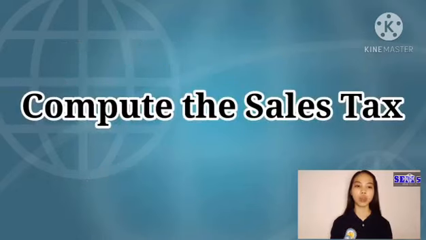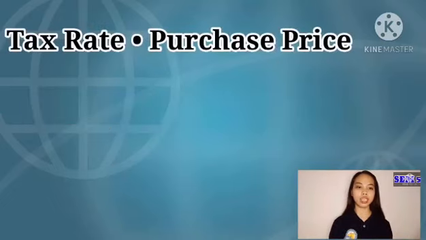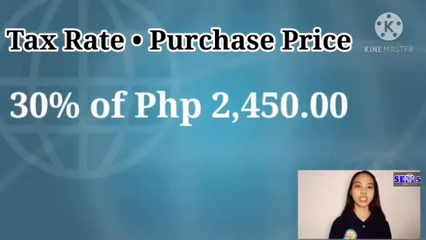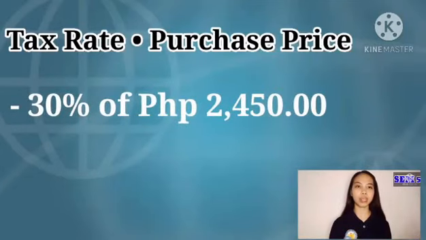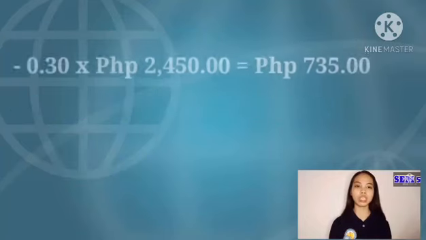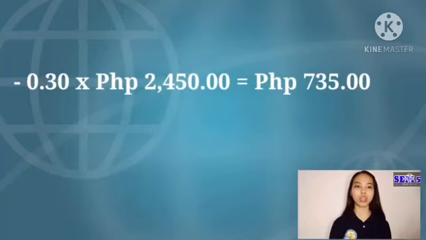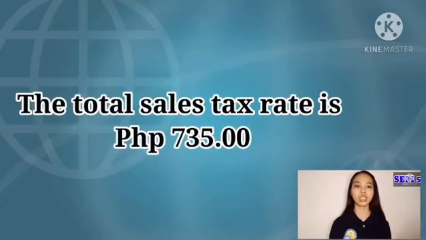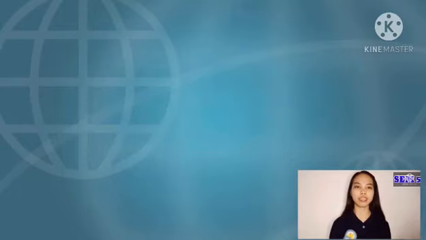Then next is to compute the sales tax. Write the tax rate and multiply it by the purchase price. So this is 30% of 2,450 pesos. We're going to rewrite 30% as a decimal, which is 0.30. Therefore, 0.30 times 2,450 pesos equals 735. The total sales tax is 735 pesos.